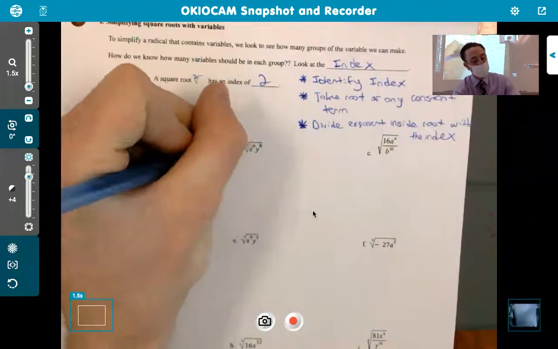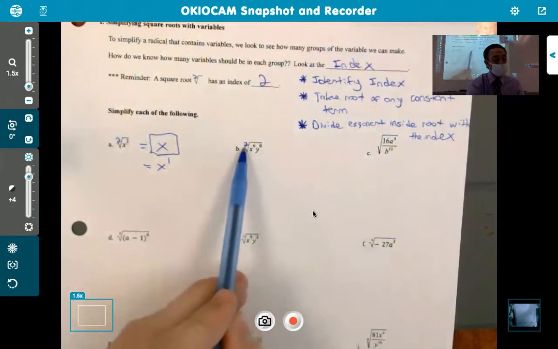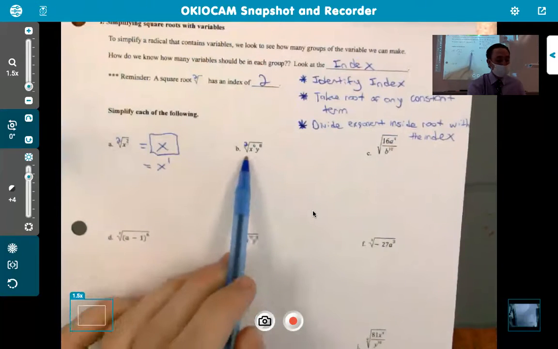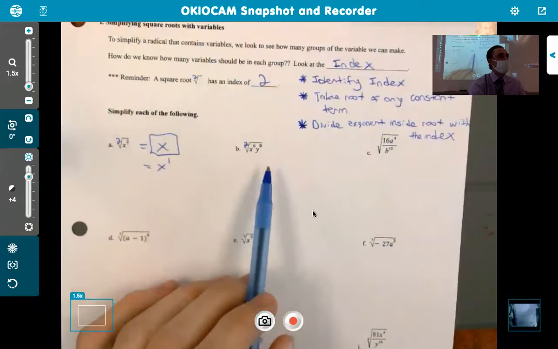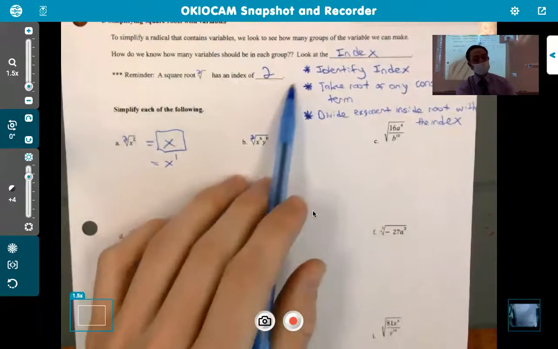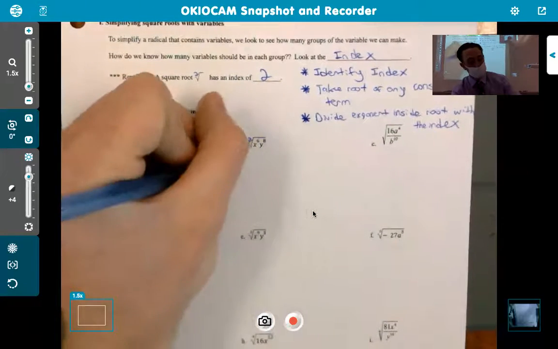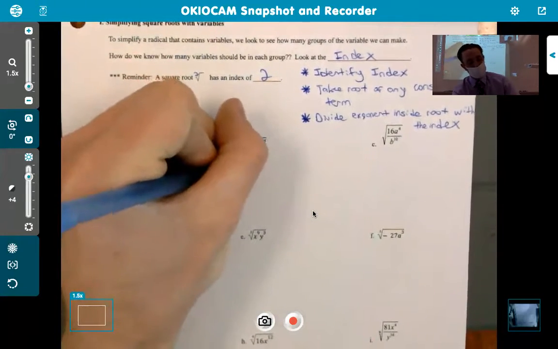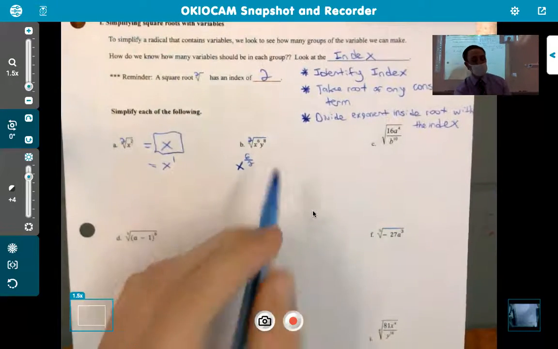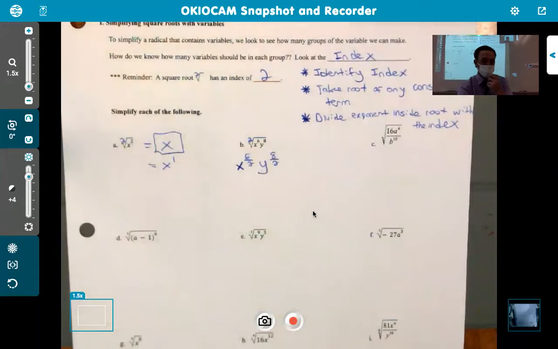And like I said, if you need to write that in to help you out, you can do that. My second step would then be to take the square root of any constant terms. Well, are there any constant terms inside my square root here, or is it just variables and exponents? There's no constants, right? So I move on to step 3, which is then to divide the exponents inside the root with the index. So in other words, I'll have x to the 6 divided by 2 and take it variable by variable. Notice that I have 2 in there. I'll have y to the 8 divided by 2.